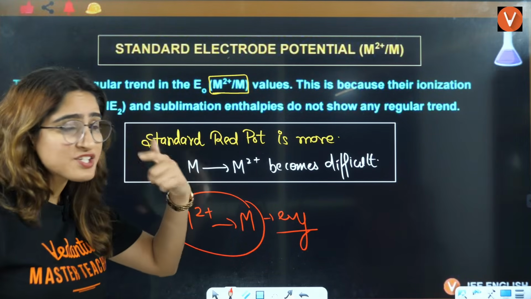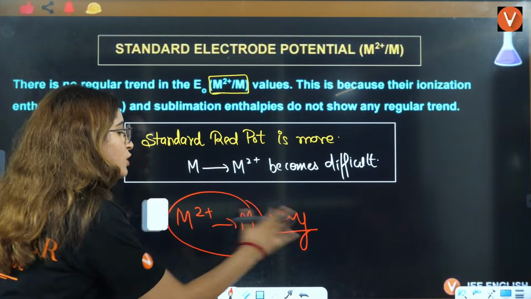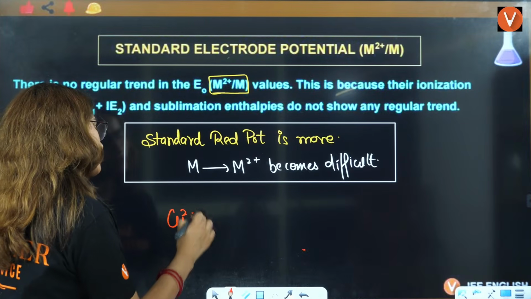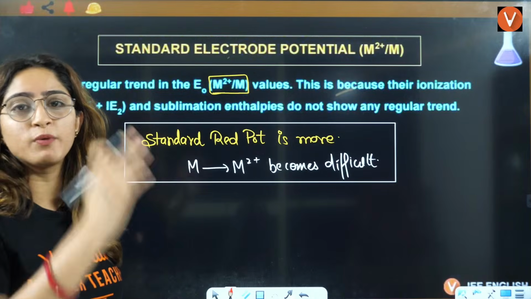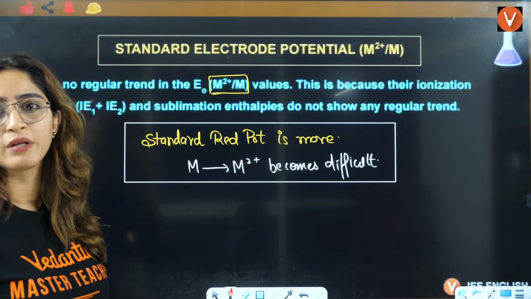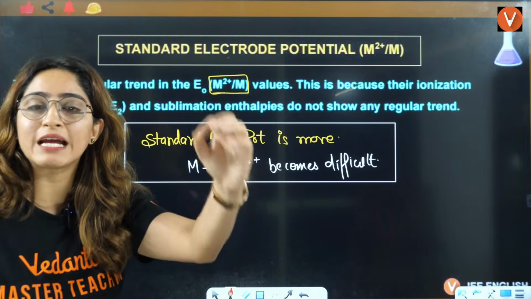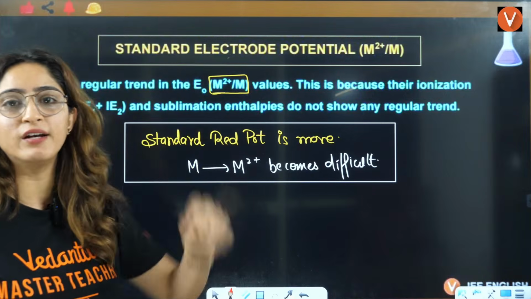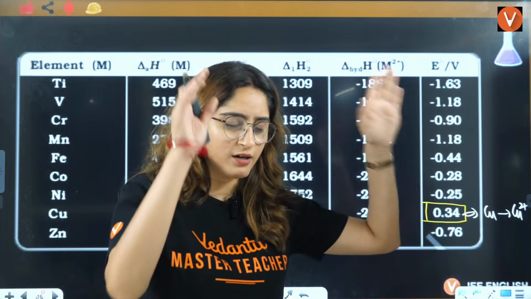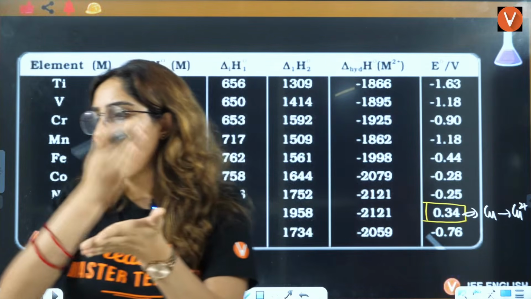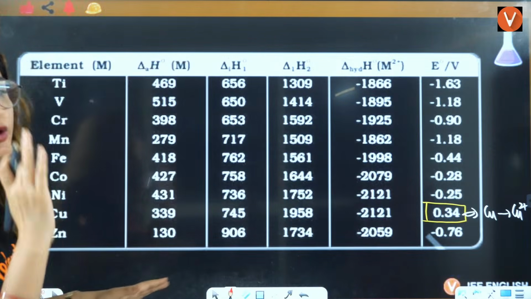Because the questions are asked this way, that's why I'm telling you this. The questions will not ask to convert Cu2+ to Cu. No, they will give you Cu to Cu2+, is it possible or not? This is what they are going to ask you. Cu to Cu2+ in the gaseous state is very, very difficult. Why? Because it has a positive standard reduction potential. Positive standard reduction potential means it is very difficult to convert it into Cu2+.